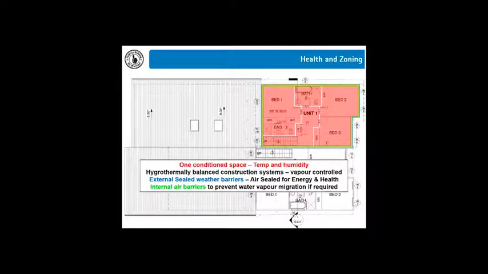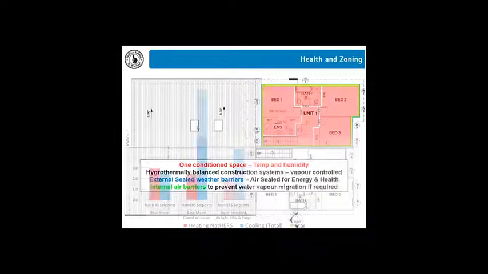So if we start to think about the building as a single holistic ecosystem, one zone, then we get a different outcome. We condition the whole building. We keep it all warm, we keep it all cool, depending on what climate you're in. And we have the building fabric designed not just with insulation, but with exterior weather barriers and with internal air barriers and vapor control layers. These can be tuned for whatever climate the building is being built in to get the optimal solution in terms of protection from damp and mold related issues.